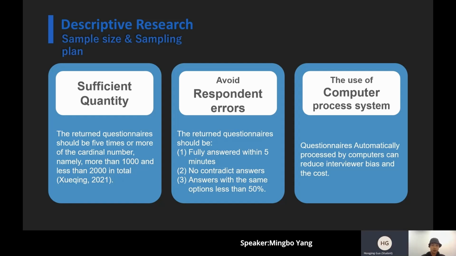Second, avoid errors made by respondents. The returned questionnaires should be, one, fully answered within 5 minutes; two, have no contradictory answers; three, have answers with the same option less than 50%. These rules are designed to ensure all answers are not from the subconscious of the respondents. Otherwise, the returned questionnaires will be treated as invalid. And the third point is that questionnaires automatically processed by computers can reduce interviewer bias at a cost.